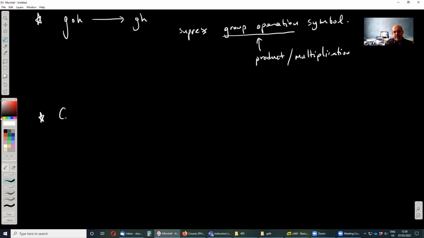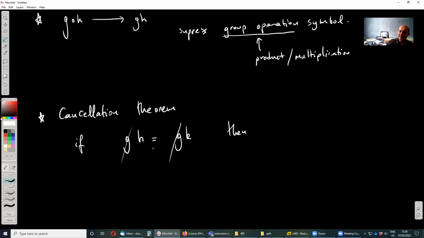There's an important thing that we call the cancellation theorem. It says this: if we have G times H is equal to G times K, then we can cancel these. I mean, if there is the same element on the left-hand side, then we can cancel them. And so as a result, we can write H is equal to K, okay? So the proof goes like that. It's very simple, actually. We just write this equation, and then we multiply each one from the left by the inverse.